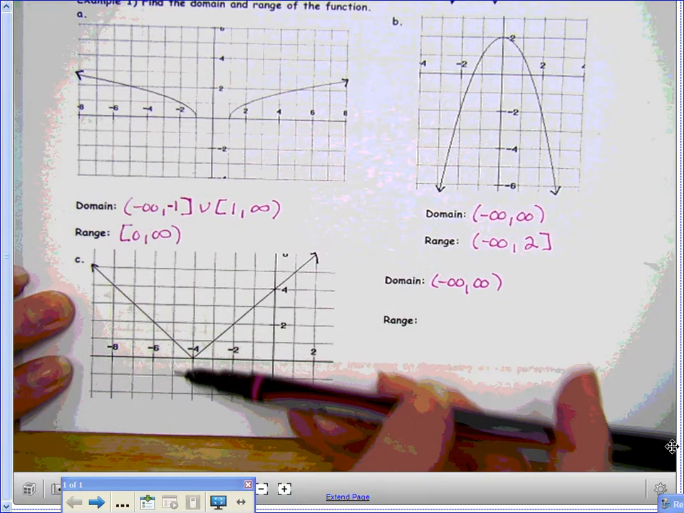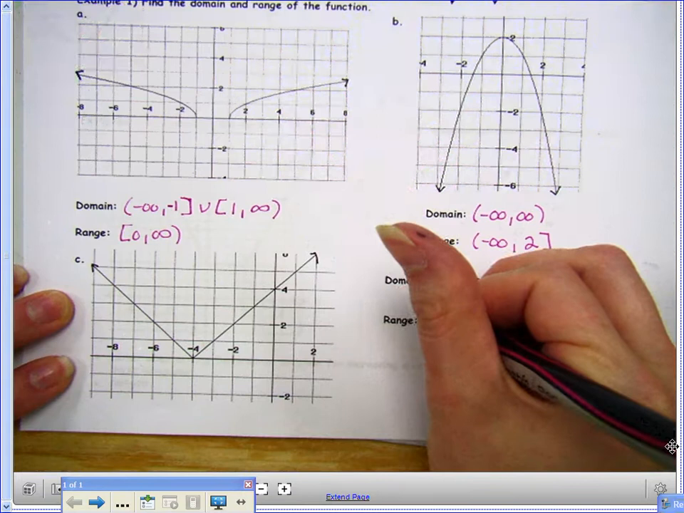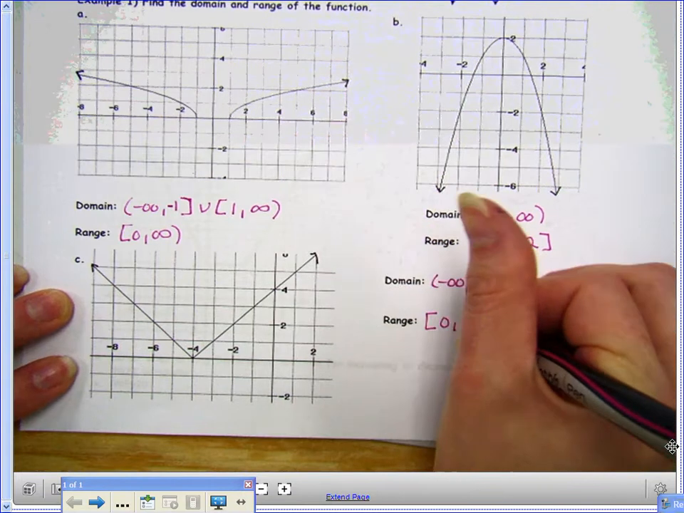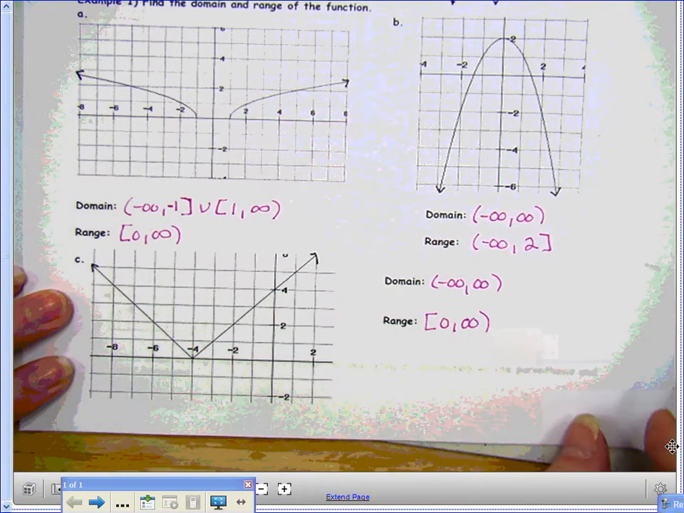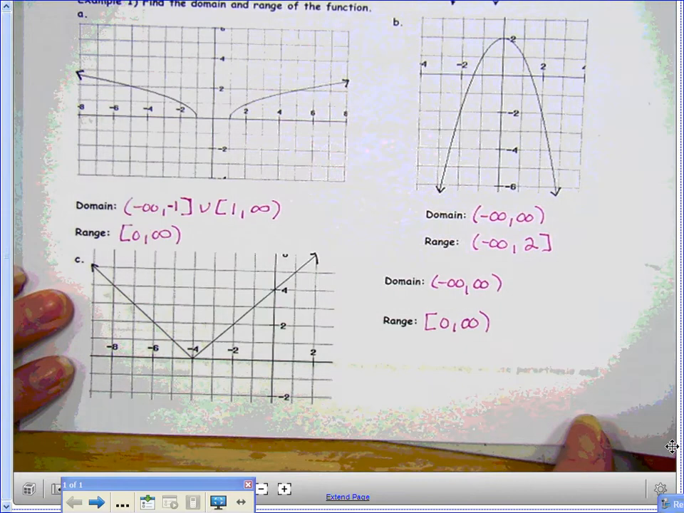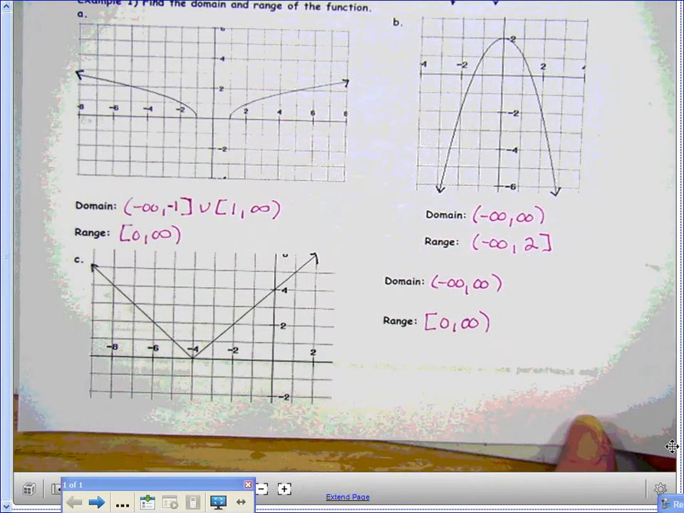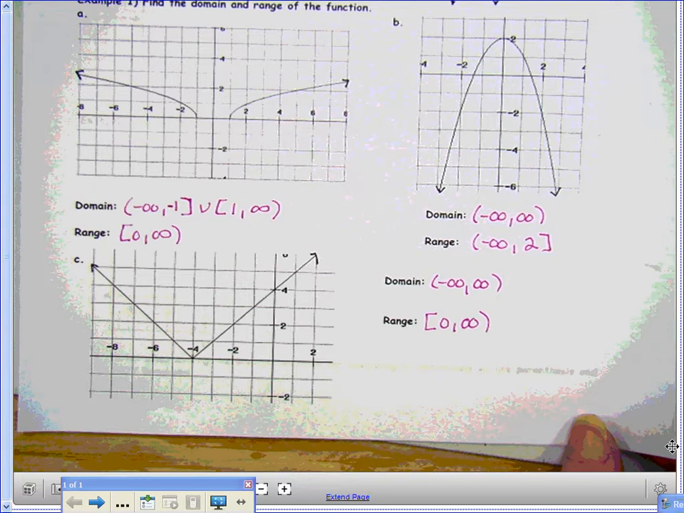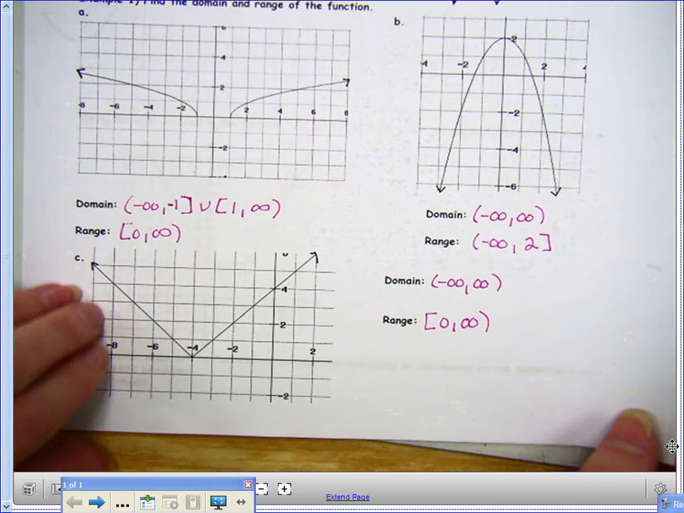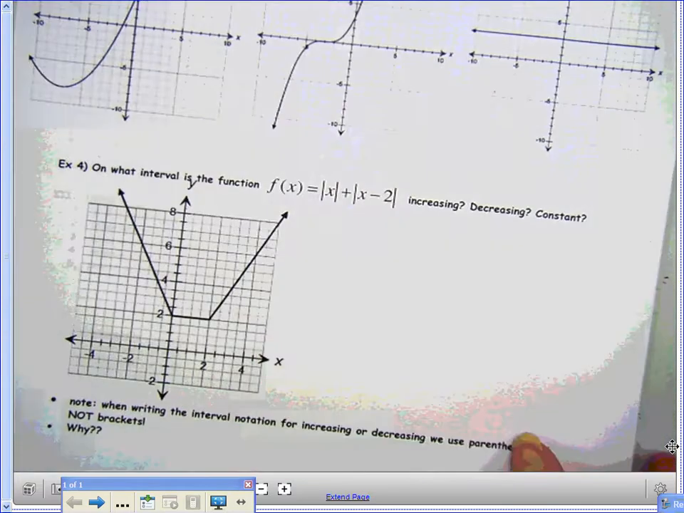Right, starting here at 0, going to infinity. So bracket 0, comma, infinity. So you guys need to get good at that by looking at your graphs, telling what your domain and range is. And we've already talked about some of that before.